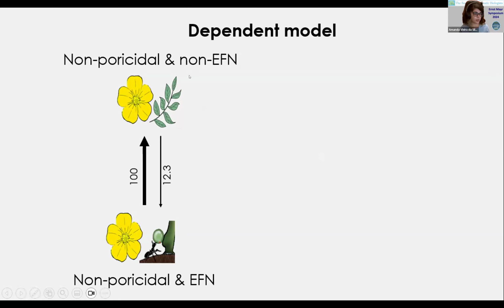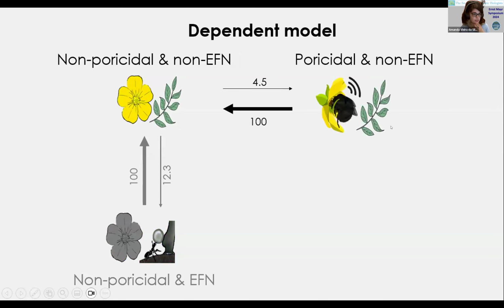So here we have plants without these traits, so plants that are not bee-pollinated and plants that don't have extrafloral nectaries. So these are plants that are not involved in either mutualism, and plants involved in mutualisms with ants. And we can see here that there's a chance of plants to gain the extrafloral nectary trait, but there's a higher chance of plants to lose this trait. If you look at the plants that have poricidal anthers, so bee-pollinated plants, but plants that don't have extrafloral nectaries, we also see that there's a chance of plants to evolve the poricidal anther trait, but it's more likely that plants lose this trait.